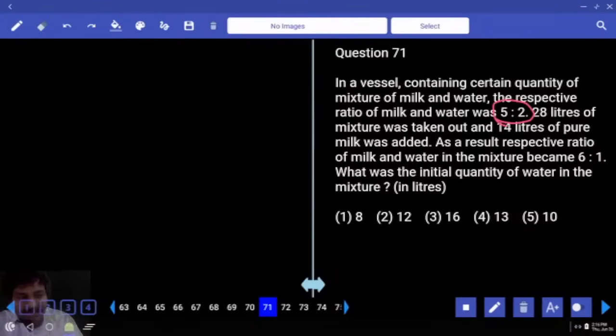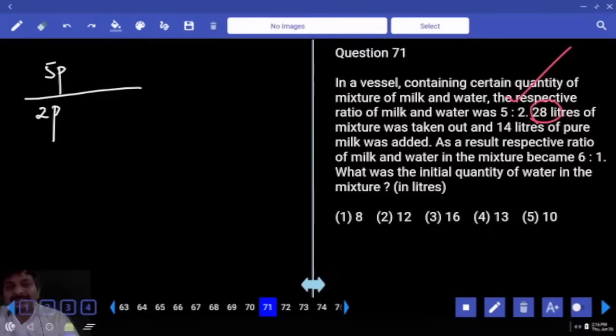The initial quantities of milk and water are in the ratio 5:2. 5 parts, 2 parts. How many parts of water do we have? The answer should be 2 parts, 2 multiple. Many options are there. We have to calculate. 5 parts and then 2 parts. Fine. How much quantity is taken out? Even in this 28 liters, milk and water must be in the ratio 5:2. 7 parts, 28. Each part 4. 5 parts, 20. 2 parts, 8. Total 28 liters taken away.